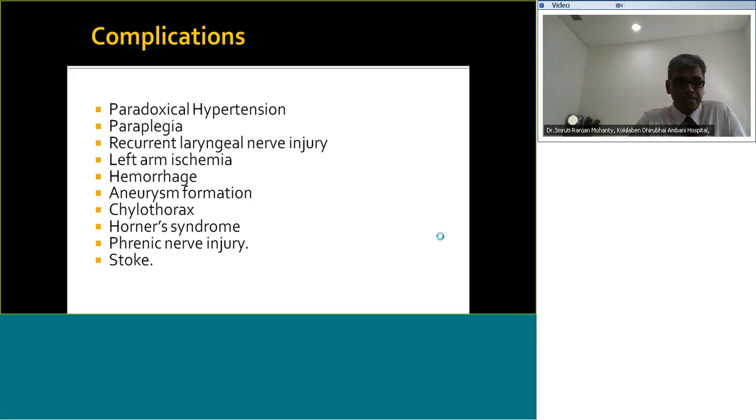Another persistent problem that we see in some of the babies is chylothorax. That's because with dissection in that area, one may land up injuring the thoracic duct. Now, Horner syndrome, because of injury to the cervical sympathetic chain, which is again present in that area, very rarely. Especially in neonates, one can land up with phrenic nerve injury causing diaphragmatic paralysis, which may require diaphragmatic plication subsequently. And of course, stroke.